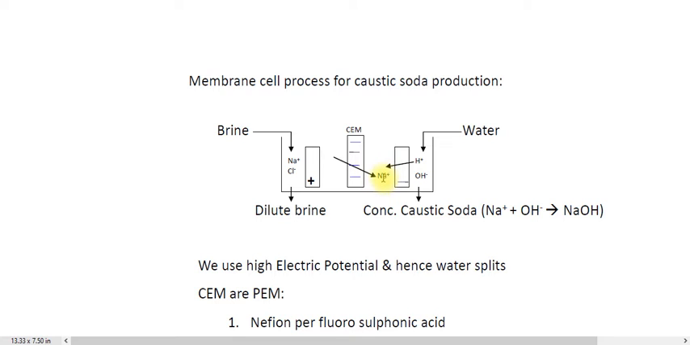So this Na positive ion will react with the OH negative ion and create the NaOH solution. Now this Cl ion will give an electron to this electrode. This is the anode. It will collect the negative ions. So this Cl negative ion will give an electron to this electrode, and it will create Cl2 gas. So you will get Cl2 gas and NaOH solution by using this setup.